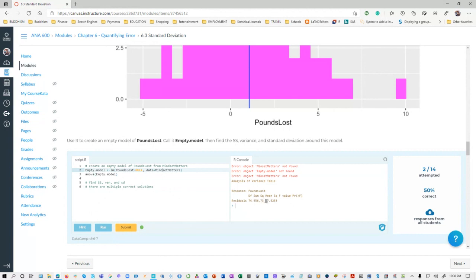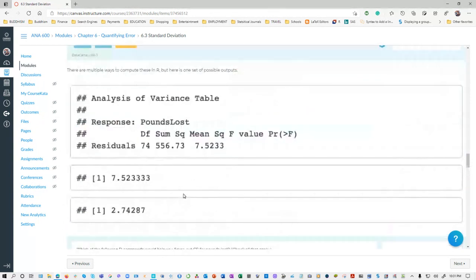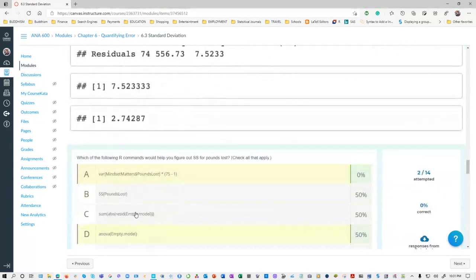Then they are looking for variance. Variance is this one, the next one. Then they are looking for the standard deviation, which is the square root of that, right? Everything's already there. The sum of squared residual is this one, then the variance is this guy. Mean squared residual means variance. Its square root is the standard deviation.